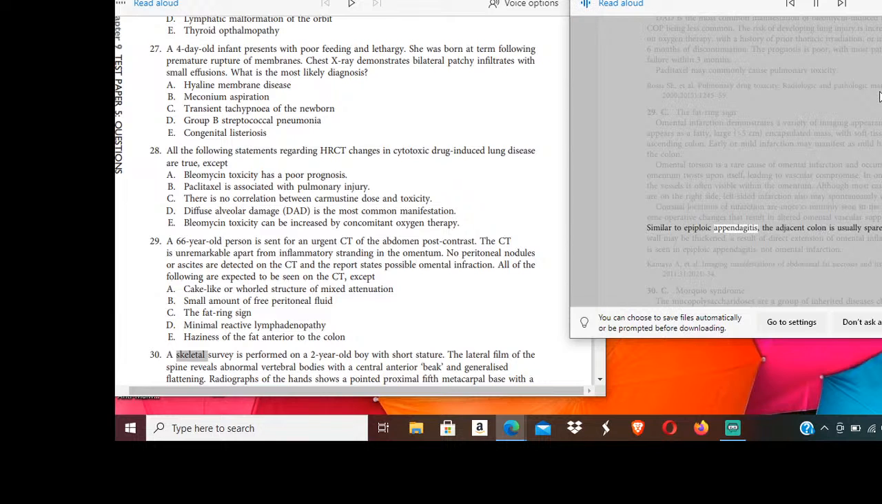Similar to epiploic appendicitis, the adjacent colon is usually spared, although rarely the colonic wall may be thickened, a result of direct extension of omental inflammation. The fat ring sign is seen in epiploic appendicitis, not omental infarction. Imaging manifestations of abdominal fat necrosis and its mimics.